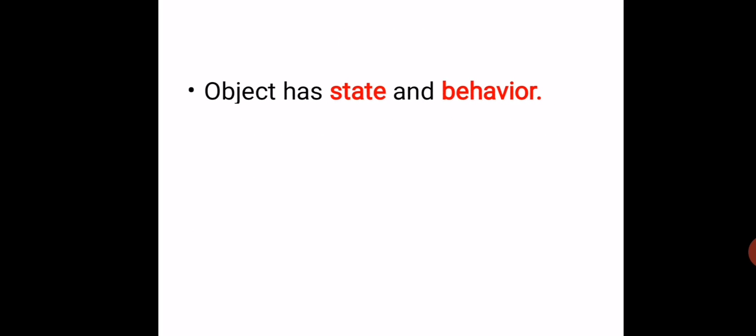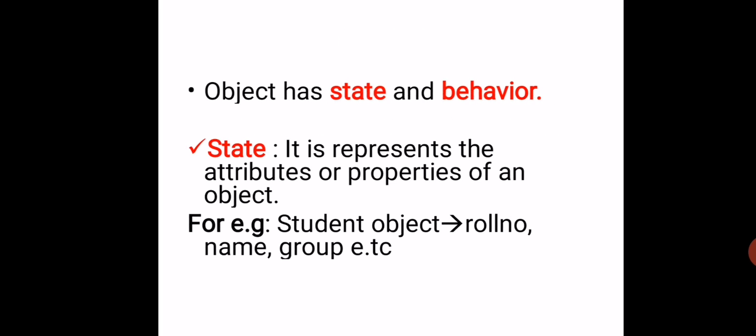So an object has both state and behavior. The state represents the attributes or properties of the object. In programming terminology, the state is called data variables. For example, if you consider a student object, it has properties like roll number, name, group, etc.